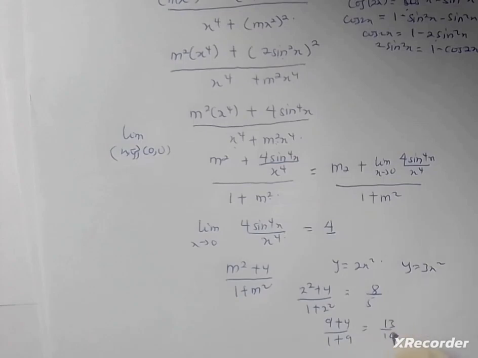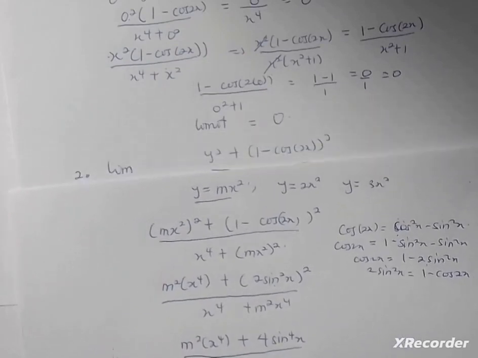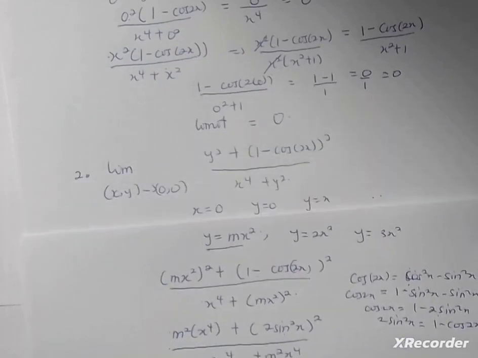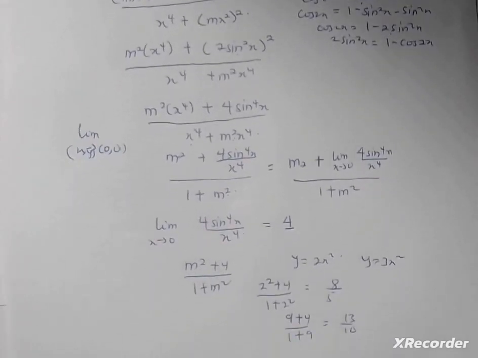Since we're getting different solutions, we conclude that the limit doesn't occur at the point (x, y) equals (0, 0). So therefore, the limit of the function that was given in the question does not exist. It doesn't exist. So this is another way of showing limits in multivariable calculus.